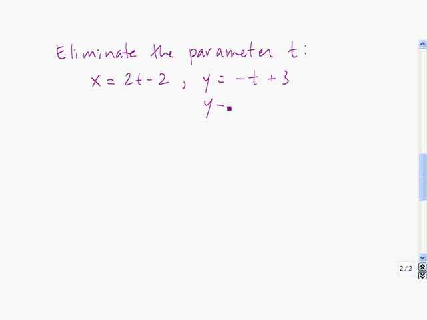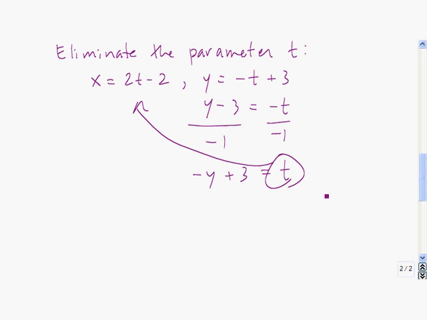Subtract 3 from both sides. We have y minus 3 equals negative t. Then divide both sides by negative 1. So we get negative y plus 3 equals t. And then we take this value of t and plug it into the t in the equation for x.